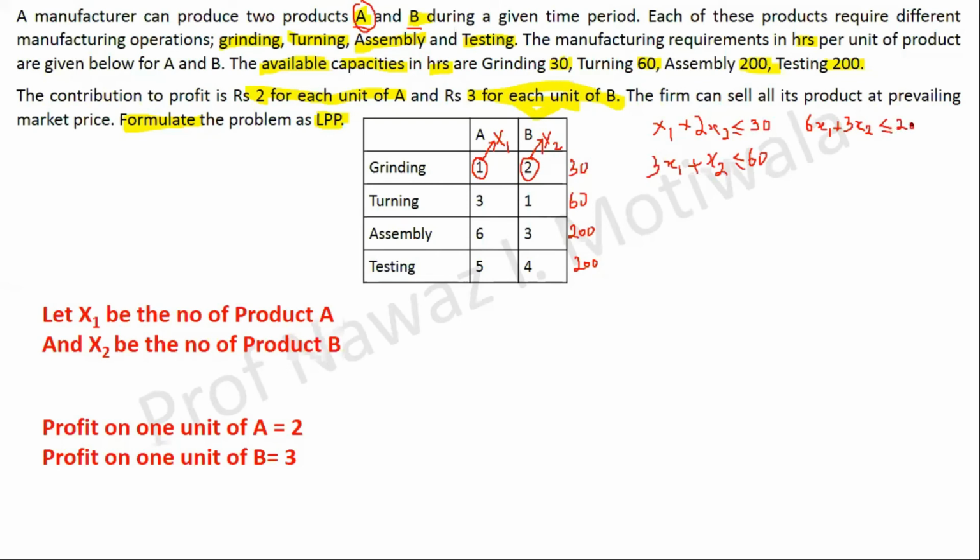to 200. And similarly the fourth constraint will be 5 times x1 plus 4 times x2, and this activity should be completed within 200 hours again, so it will be less than or equal to 200. Now regarding the objective function, it's quite simple.